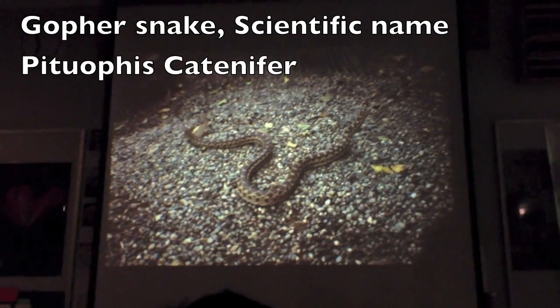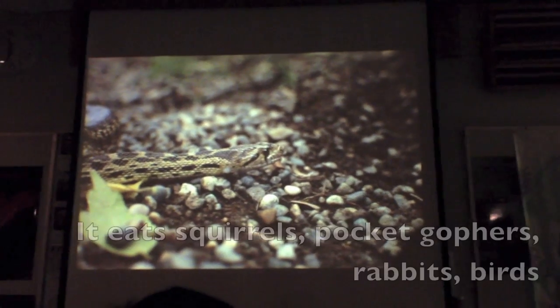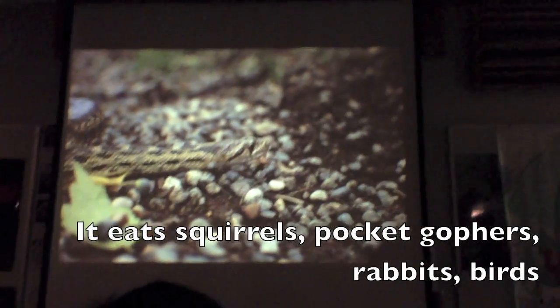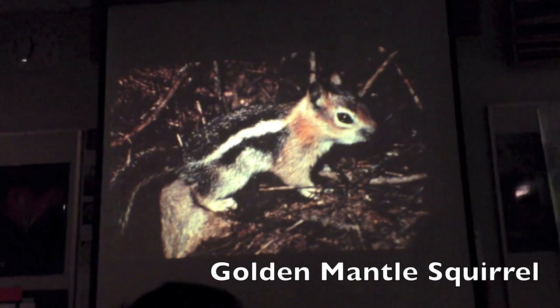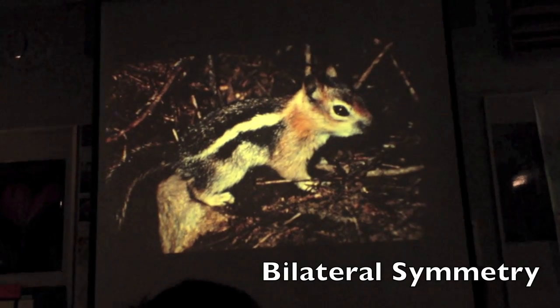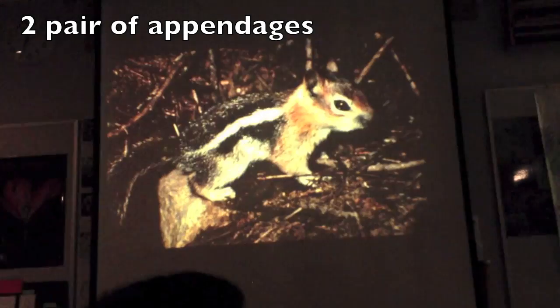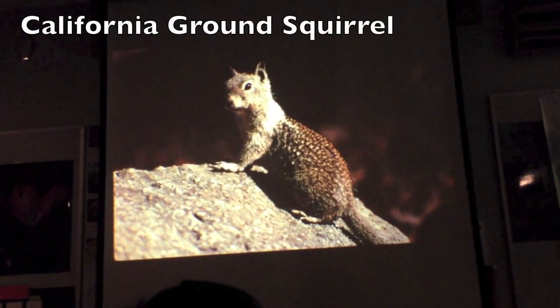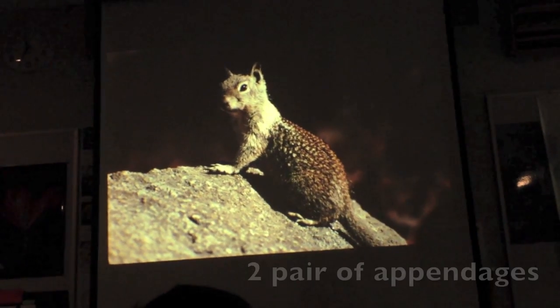Gopher snake. Here's his face. So this is flora and fauna also. Golden mantle squirrel. I know that. That's a white line on its back instead of a black line on its stomach. California ground squirrel.